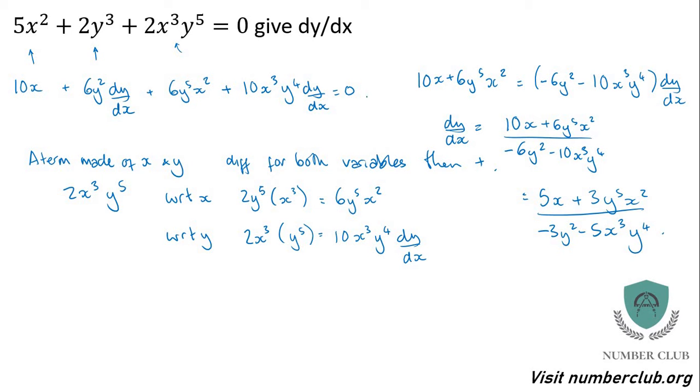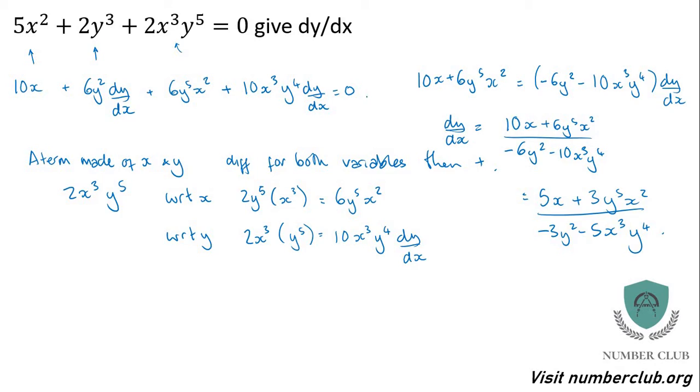There we go. Okay, so the rules are, when you've got a constant term, differentiate as normal. When you've got an x term, differentiate as normal. When you've got a y term, differentiate with respect to y, put dy by dx. When you've got a combination term, differentiate with respect to x, so that'll be treating y as the constant, add it to differentiating with respect to y, that's treating x as the constant, but you've got to remember to put your dy by dx on the end.